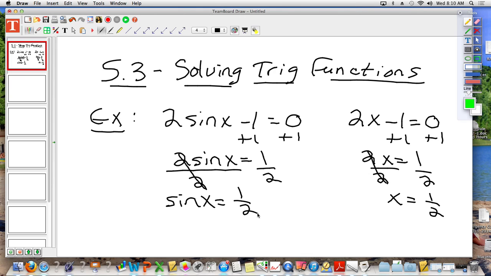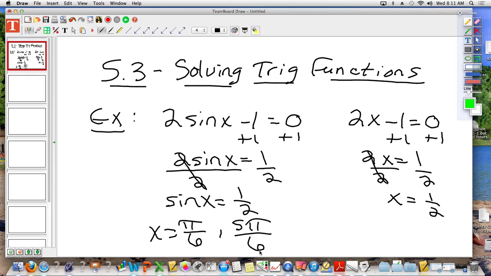And that's why I said have your orange tables out, because if you go to your orange tables, you go to the sine row on your table and you search for 1/2. It's 30. I want it in radians. Let's do radians. Pi over 6. So when x is equal to pi over 6, you're going to get 1/2, right? Where else does it happen? It also happens at 5 pi over 6. Very nice. All right. So we have two answers. We have pi over 6 and we have 5 pi over 6.